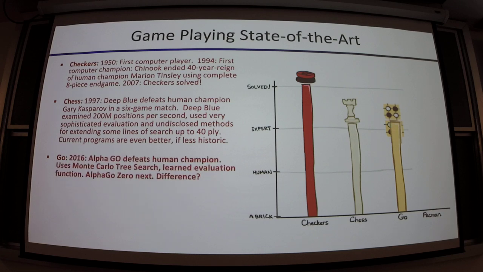But then, in 2016, something really historic happened. We've talked about this a little bit. But AlphaGo defeated the human champion in 2016. And it used something called Monte Carlo tree search, which we'll touch on near the end of the semester, and a learned evaluation function, which at the end of this lecture you'll be able to tell me what that means. And then came AlphaGo Zero. Does anybody know the difference between AlphaGo and AlphaGo Zero?